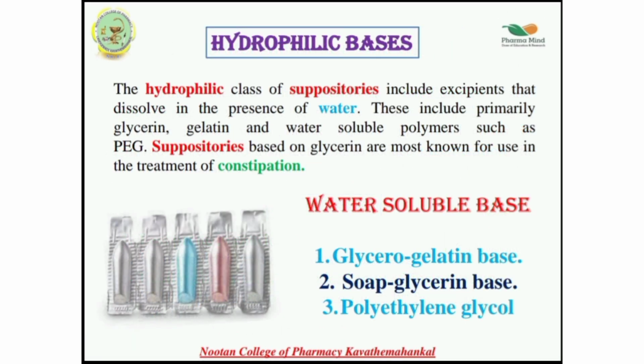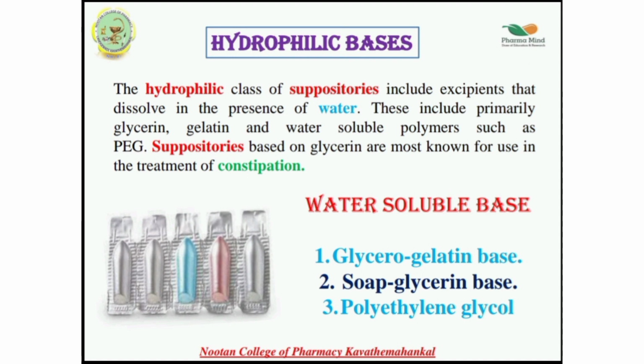The second type is the hydrophilic bases. The drug released from these bases is a function of the dissolution of the base rather than melting. The hydrophilic suppositories include excipients that dissolve in the presence of water. These include primarily glycerin, gelatin, and water-soluble polymers such as PEG, polyethylene glycol. Suppositories based on glycerin are best known for use in the treatment of constipation. There are three types of water-soluble bases.